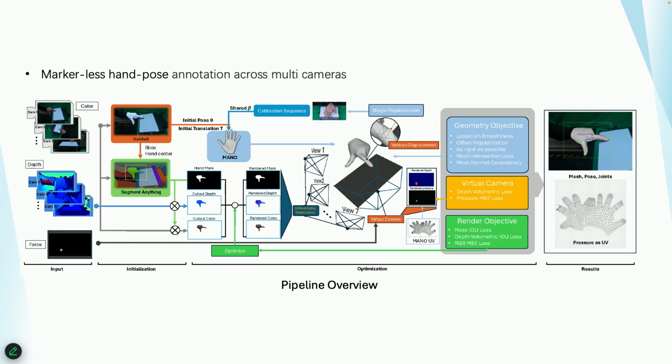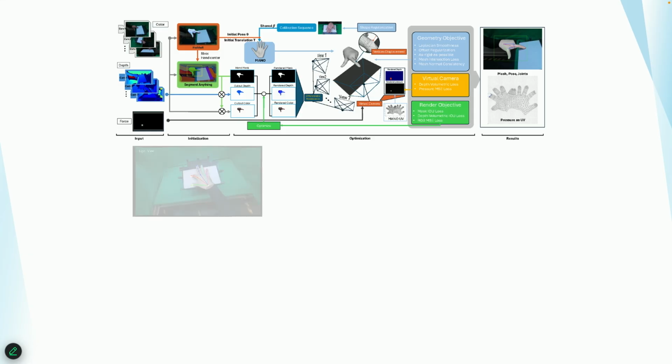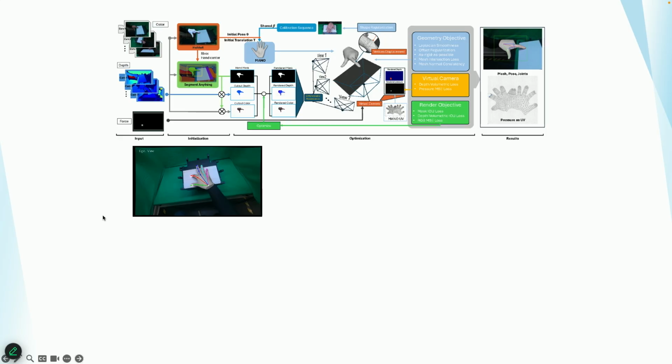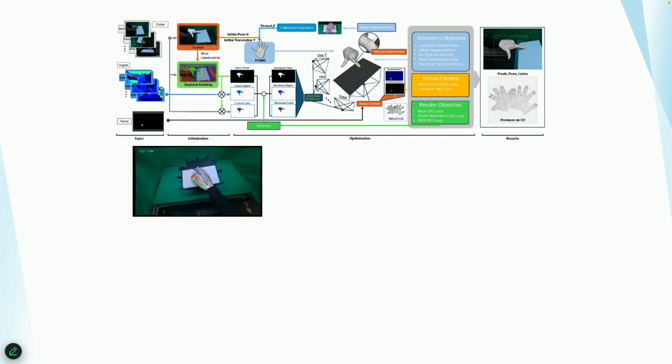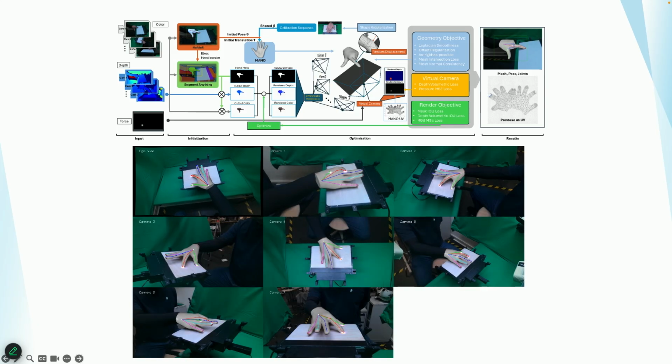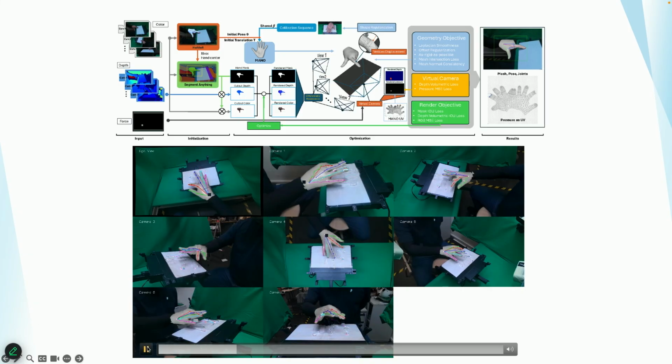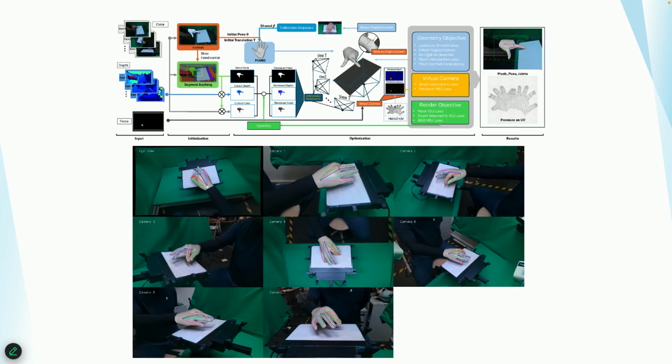Once we have the recordings, we need to annotate this data. So we also developed a markerless hand pose annotation across multiple cameras, using a differentiable renderer. Probably you can see here our annotation results. There should be a video here, sorry. As you can see, this is our result on the egocentric view, and we also have seven views from our static cameras.